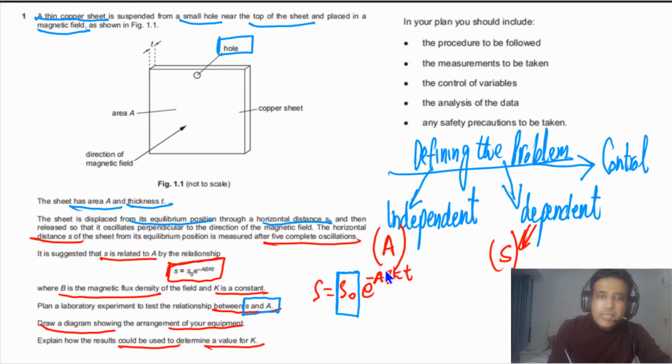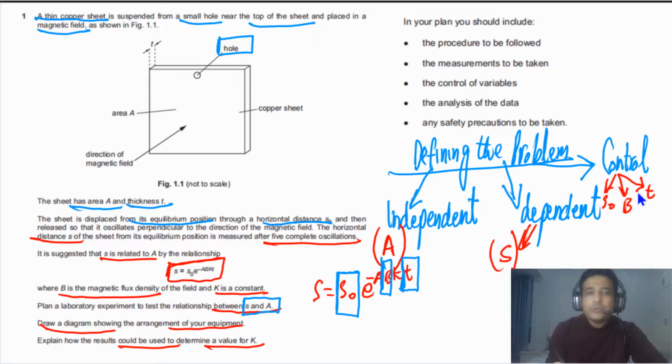B has to be constant because this is the magnetic flux density. We have to keep this one constant. K is a constant. We don't know what K is. And T is the thickness of the plate. This also has to be constant. So in this case, simply we can say our control variables are S0, B and T. So these are control variables.